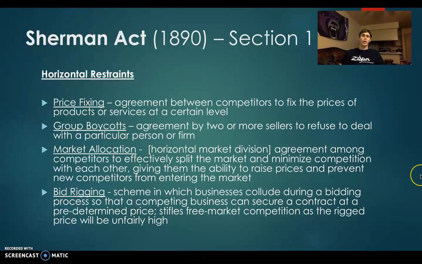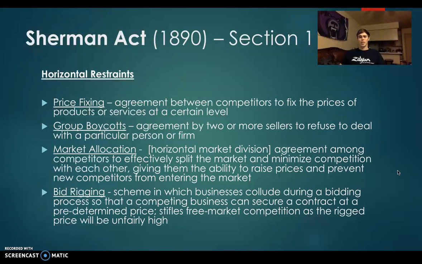So bid rigging. I don't think this one is addressed in the textbook, but I thought it was a good one, and so I went ahead and included it. But bid rigging is a scheme in which businesses collude during a bidding process so that a competing business can secure a contract at a predetermined price. It stifles free market competition as the rigged price will be unfairly high.